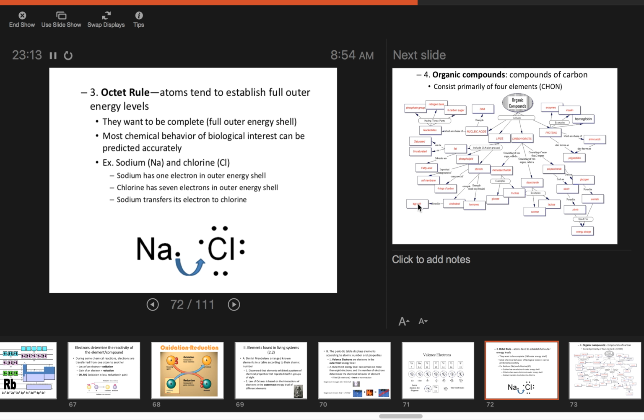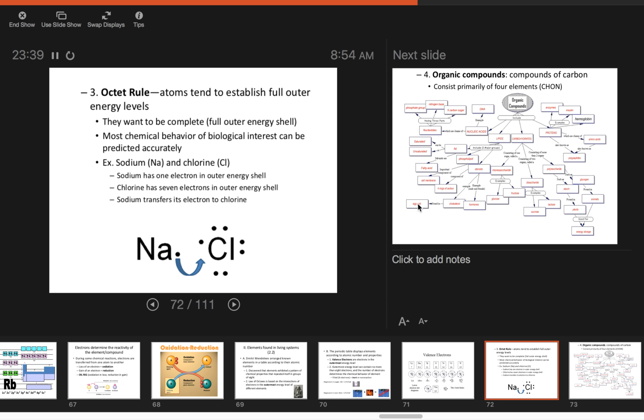So the octet rule: trying to achieve 8 in order to fill their outer energy level. They want to be complete. This is why you can predict how they will behave. So sodium and chlorine is actually a very violent reaction to make salt. Sodium has 1 valence electron. It's found in group 1. And chlorine has 7 valence electrons, found in group 17.